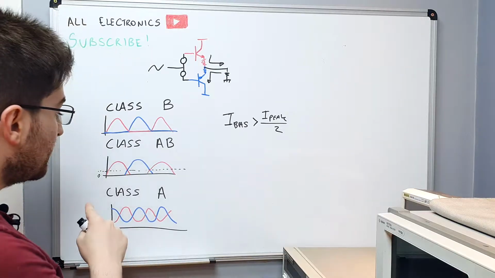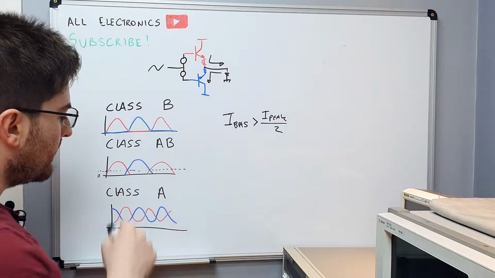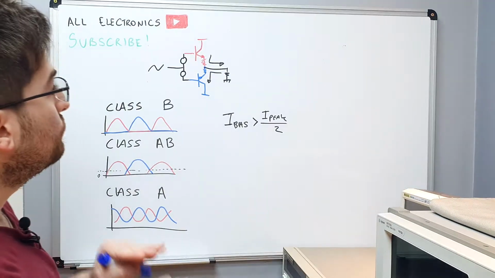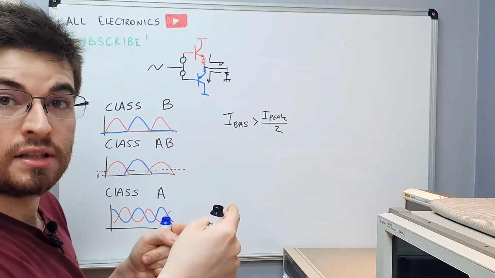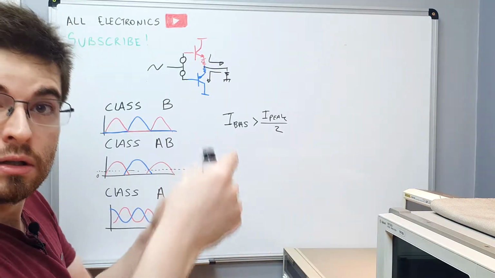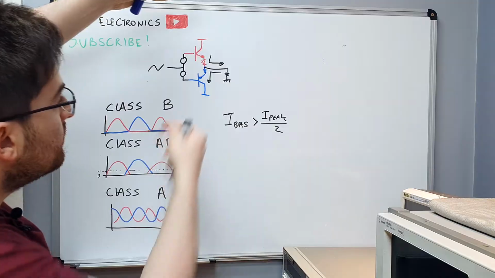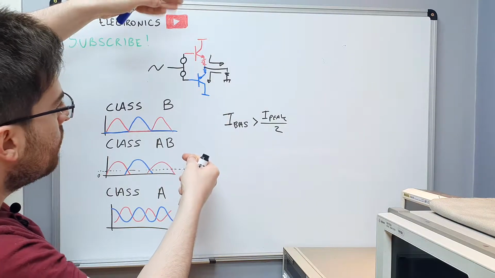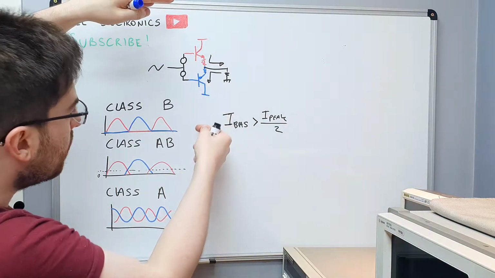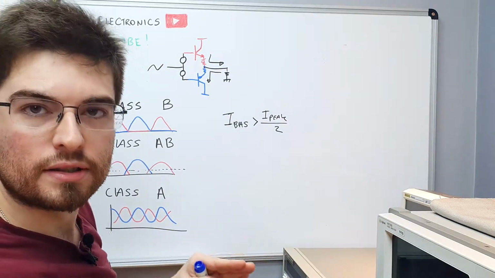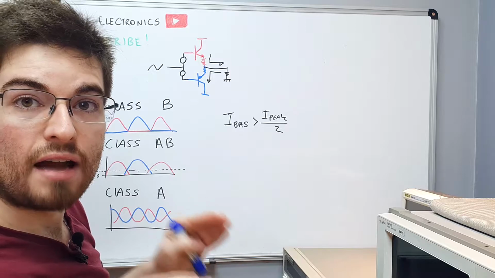This is called class A of operation, and it has the lowest distortion because we always have the two transistors in the linear region conducting. When the NPN conducts more, the PNP conducts less. When the PNP conducts more, the NPN conducts less. But they are always conducting current and never cut off.